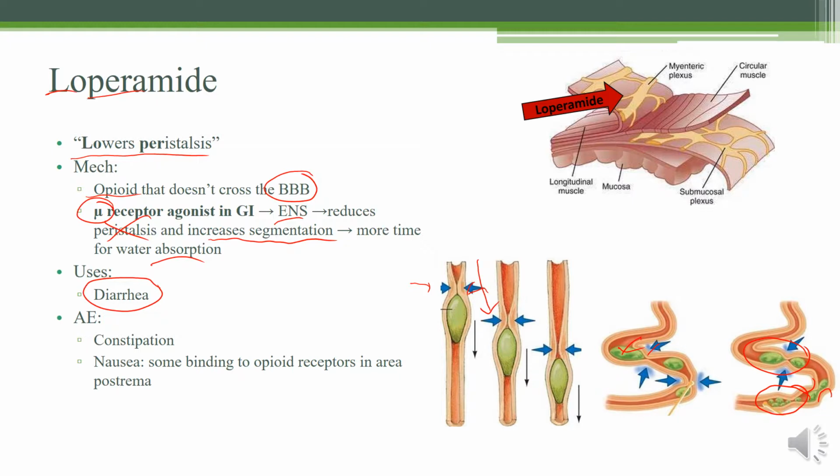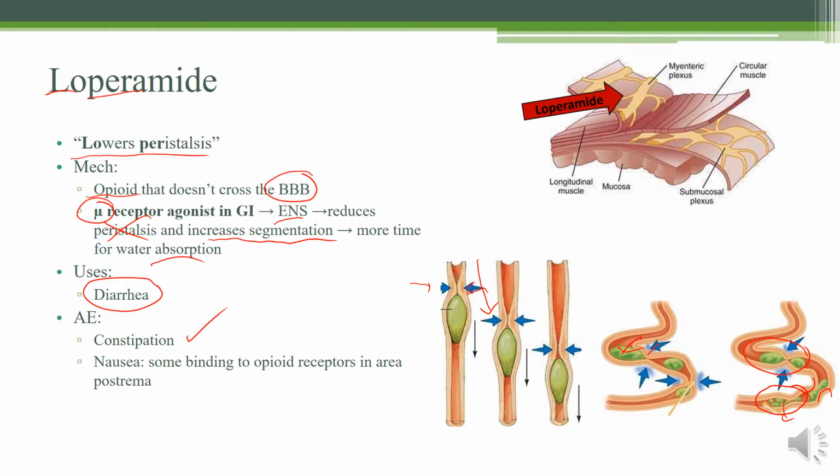So this is not really going to allow them to move very much though, but it does give you more time to absorb everything because you're increasing the surface area. Now, the adverse effects of loperamide, you can imagine if you don't have any peristalsis, you can get constipation.